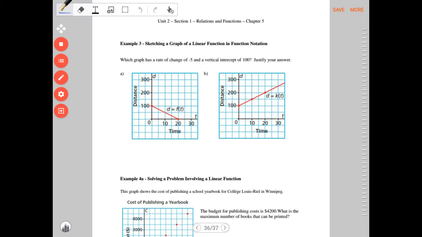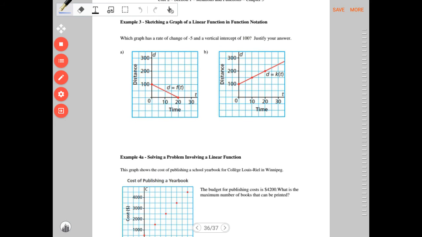Next page. Example 3. Sketching a graph of a linear function in function notation. So we're doing another one of these. Which graph has a rate of change of -5 and a vertical intercept of 100? Justify your answer. So I need a rate of change of -5 and a vertical intercept of 100.